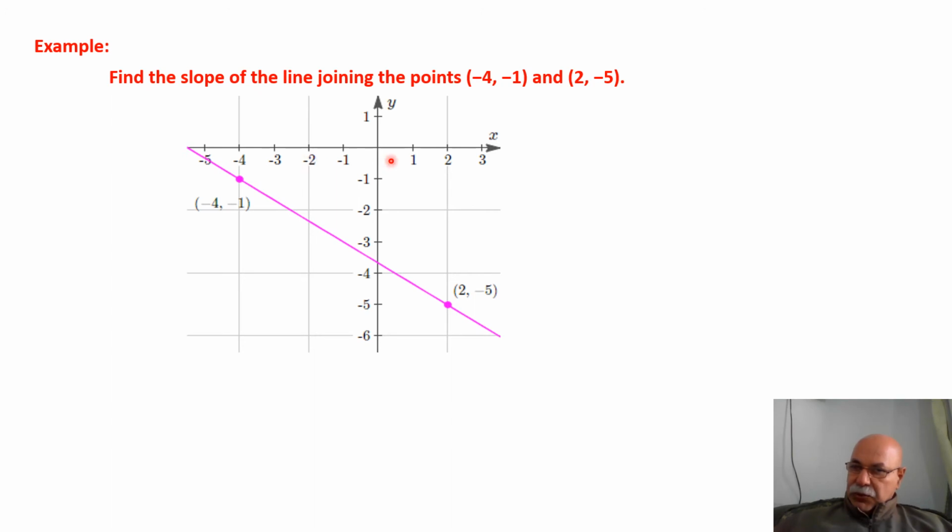And the point 2, -5: 2 on the x-axis and -5 on the y-axis. We mark the point (-4, -1) and the point (2, -5). We have these two points.